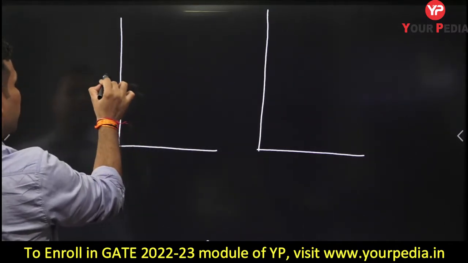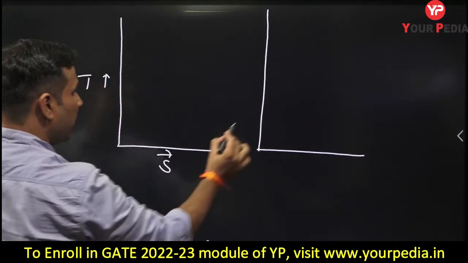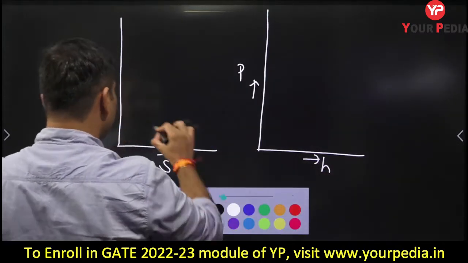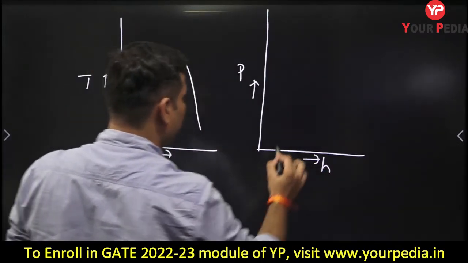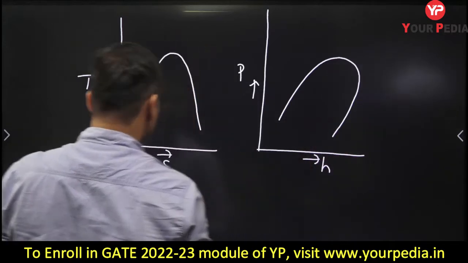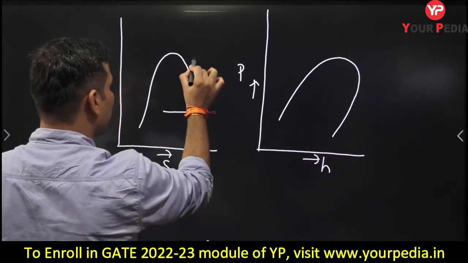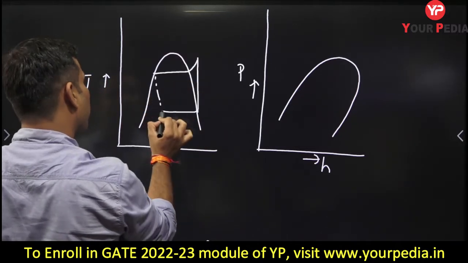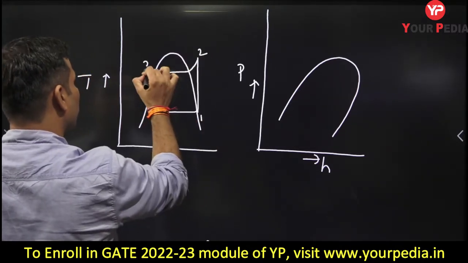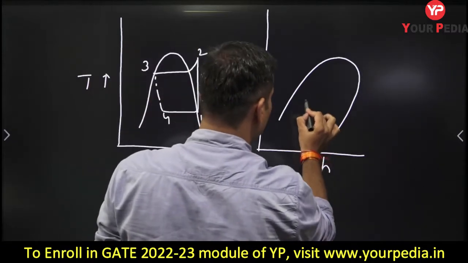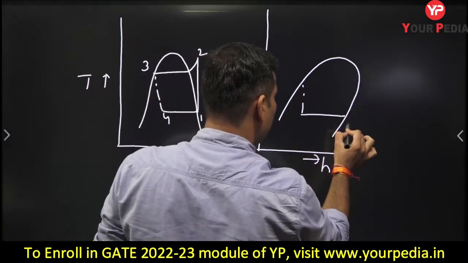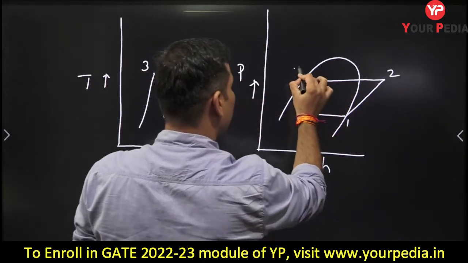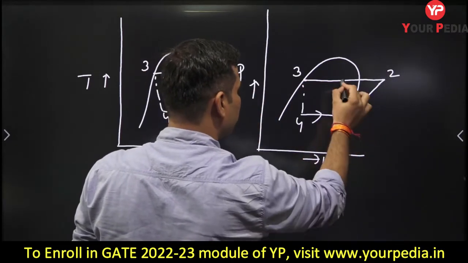Superheating on TS and pH diagram. So this is the temperature line, this is entropy, this is pressure, and this is the enthalpy line. Again, let me draw the saturation curve here and here also. So this is your standard VCRS, with points 1, 2, 3, 4. Here also 1, 2, 3, 4. This is your standard VCRS.